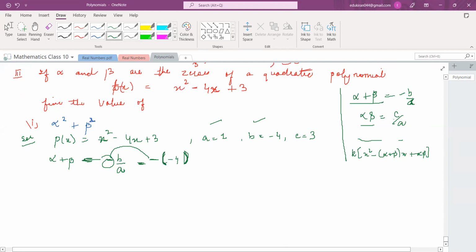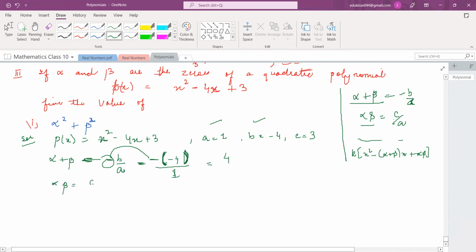So never write directly minus 4 because you have an additional minus sign. So always put a bracket and then put the value of b, whether it is a positive value or a negative value. You will not write directly. Clear? Otherwise, you will make a mistake and the whole question will go wrong. Okay, and a is 1. Now your minus minus will become plus. So you have 4 as alpha plus beta. Clear? Not minus 4.